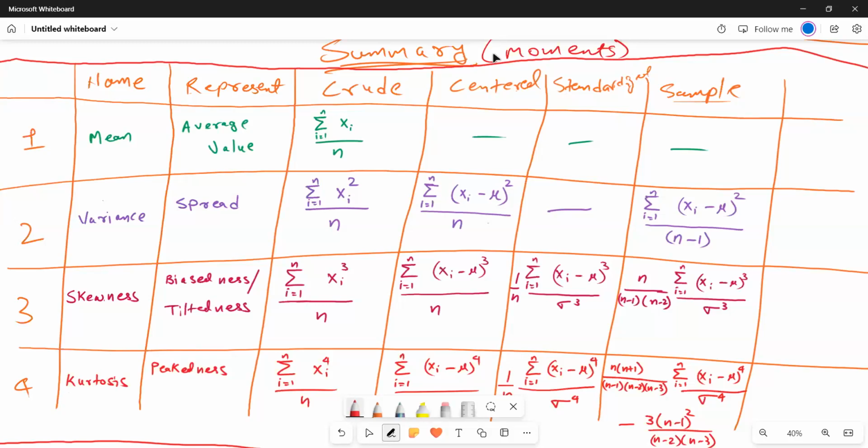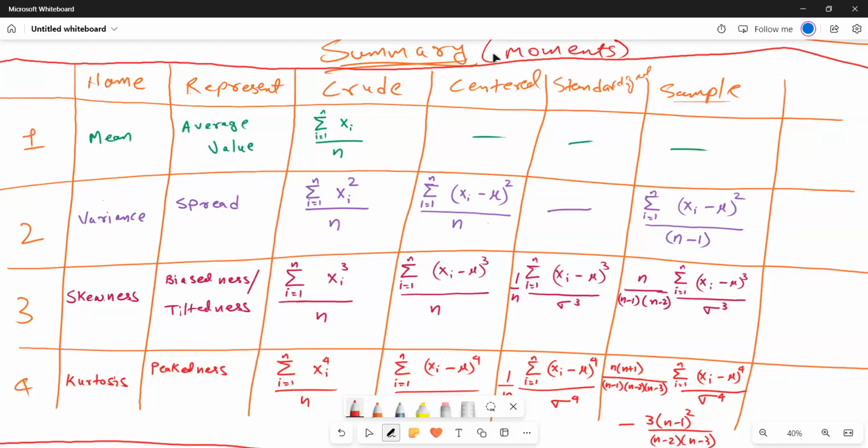In the standardized, we'll simply divide it by the standard deviation. Since we are calculating skewness, which contains the third power of the difference between mu and the data point, we are dividing it by the cube of standard deviation. In a similar way, in kurtosis, since we are taking the fourth power, we are dividing it by the fourth power of standard deviation.